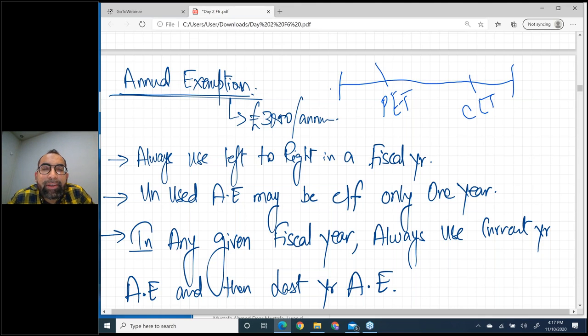The rule is always use left to right. So left to right, the PAT is coming first. So first of all, we'll use annual exemption for PAT. Don't forget.